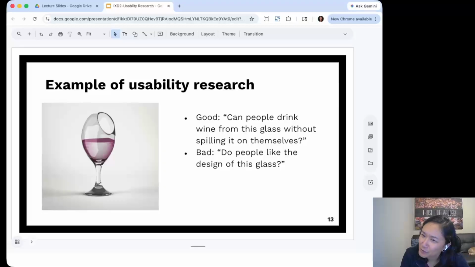A bad usability research question would be, do people like the design of this glass? I mean, that is a question. It doesn't really tell you how usable it is. Again, it's more of a preference or an appeals question. Did they like it or did they not like it? Versus, can they complete a task successfully? So in this case, can they drink wine without spilling it on themselves?